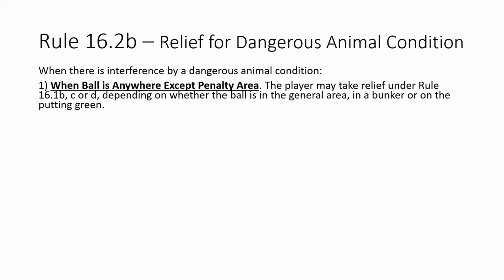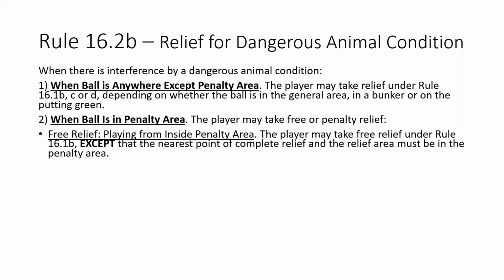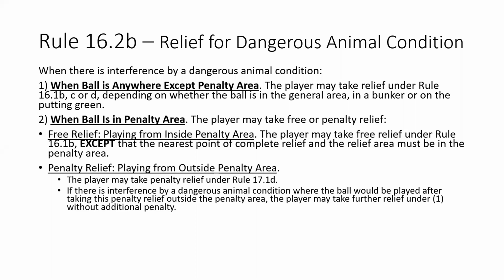So everywhere except in a penalty area, the player is going to take relief just like we would from an abnormal course condition. But how are we going to define where that reference point is? We'll get to that here in a sec. If it's in the penalty area, then we can get free relief, but it has to stay inside the penalty area. And if the ball is in the penalty area and we take relief outside, then the player is going to get a penalty.